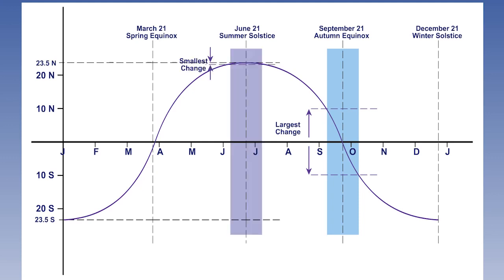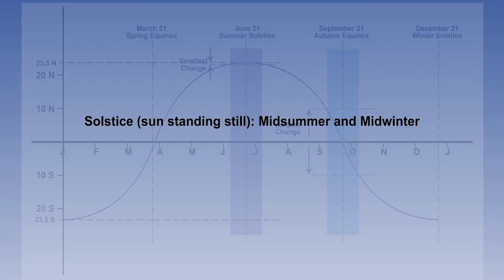At the summer and winter solstices, not only is it the flattest part of the curve, but it is also changing direction. There is hardly any change in declination, and therefore very little change in the length of the hours of daylight. This explains the origin of the words solstice and equinox.